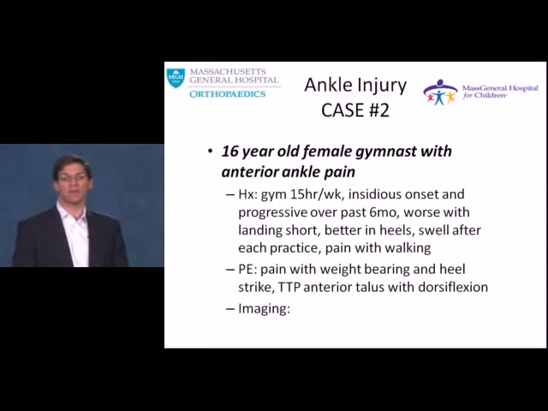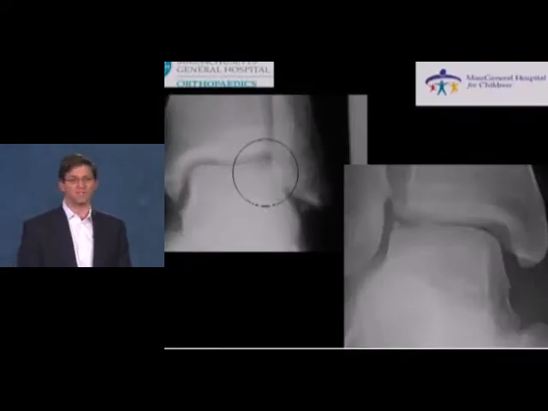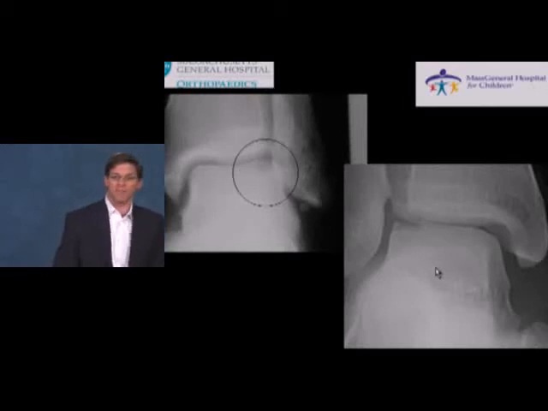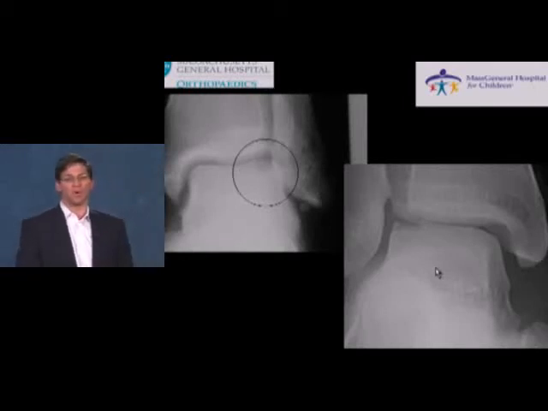She does have tenderness to palpation over the anterior talus with dorsiflexion, and on imaging, you see something like this. On the left, you see her AP view, and on the right, a mortise view, in which you see this very subtle subchondral lucency. And this is an osteochondritis dissecans lesion of the talar dome. After the knee, the talar dome is the most common location for osteochondritis dissecans.